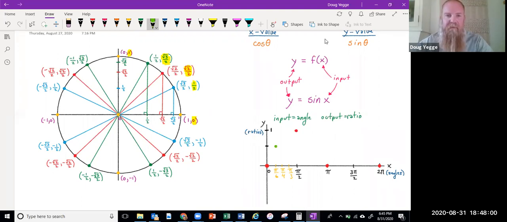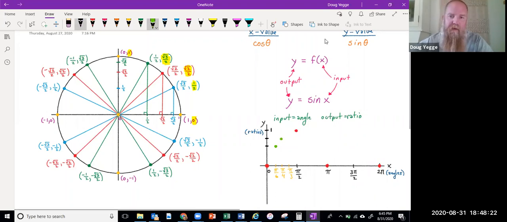And if I go to pi over 4, my y value is √2/2. Now that's 0.71 as the approximation. So if this is 0.75, halfway between, then it's going to be a little bit lower. So I can see that by the time I get to pi over 4, my y coordinate is √2/2.